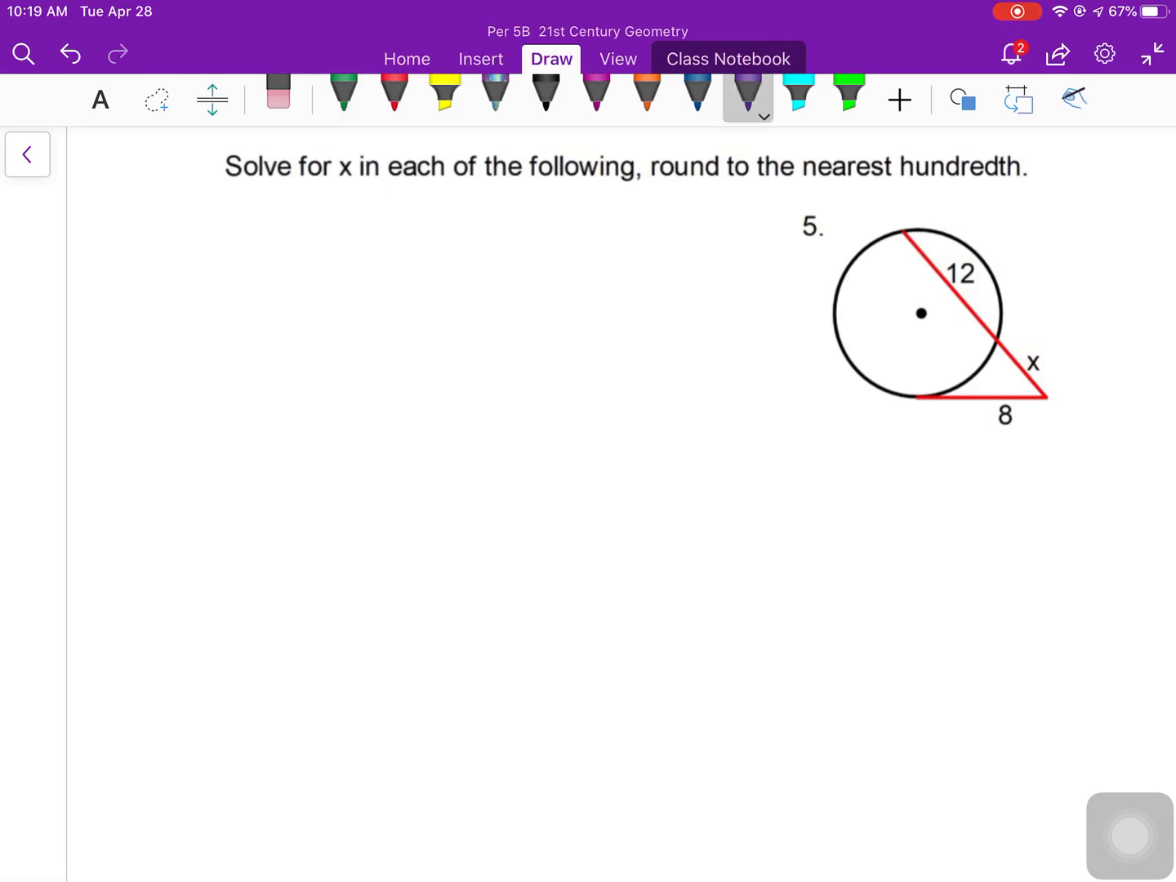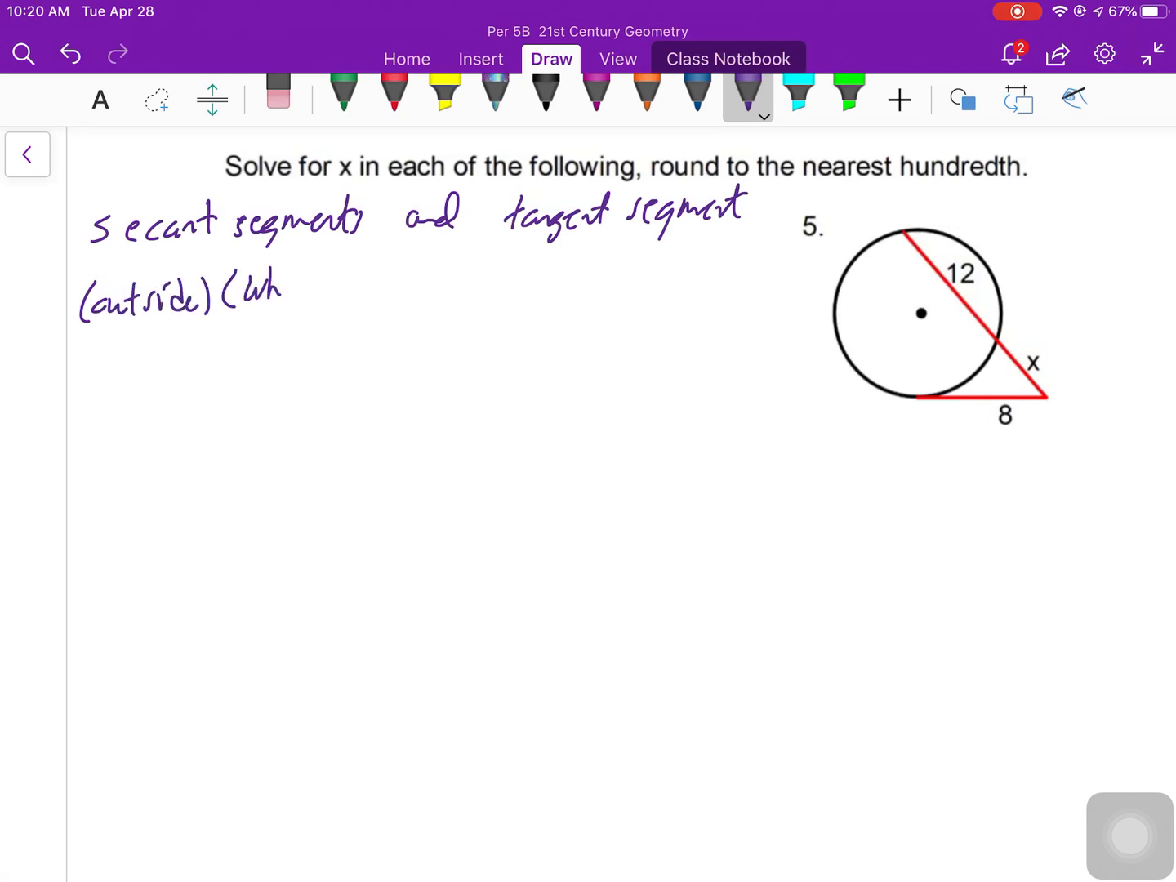Okay, let's try another in this mixed review. Now, this one has a combination of two things. So this one does have one of our secant segments, but then the other one is a tangent segment. We've already reviewed the secant segments. The pattern for secant segments is outside times whole length. But for the tangent segments, we found out we only have an outside. So we just take outside times outside.